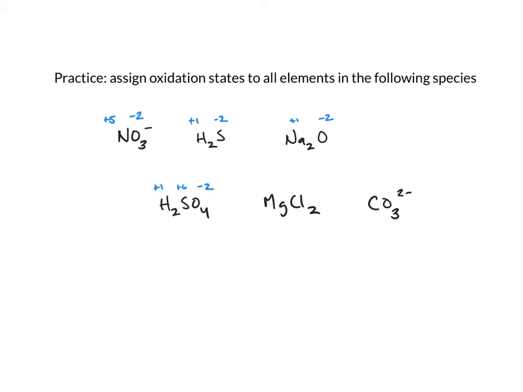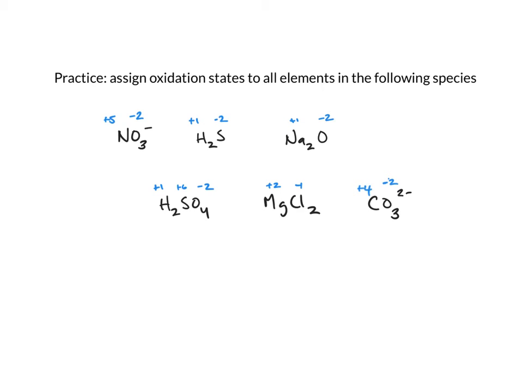MgCl2 is an ionic compound, so the magnesium is +2 because it has a charge of 2+, and chlorine is -1 because it has a charge of 1-. CO3 2-, oxygen is -2, so that's -6, which means the carbon has to be +4.